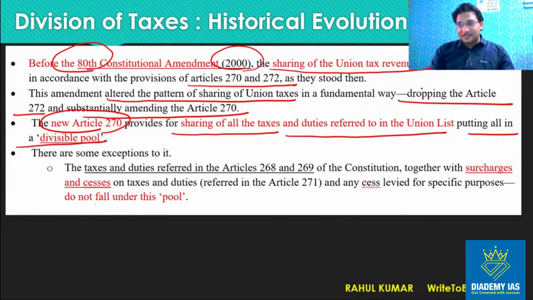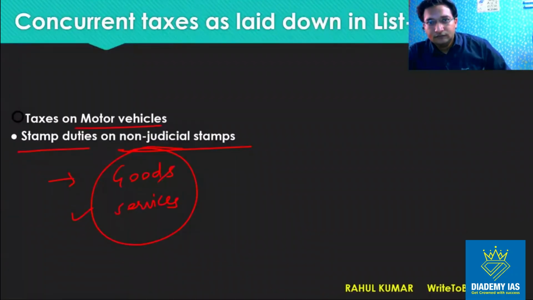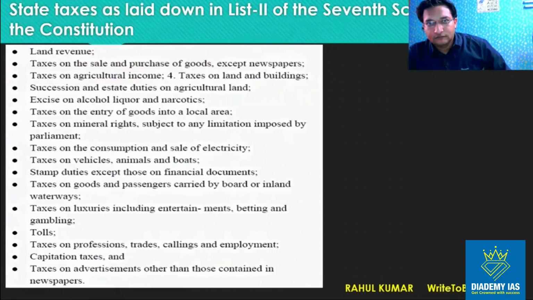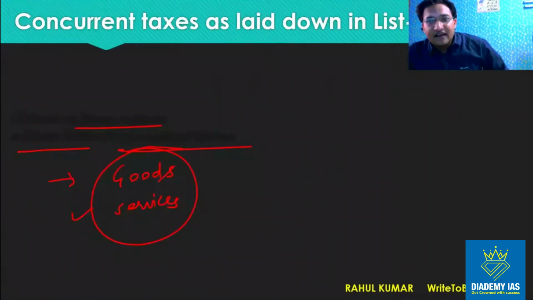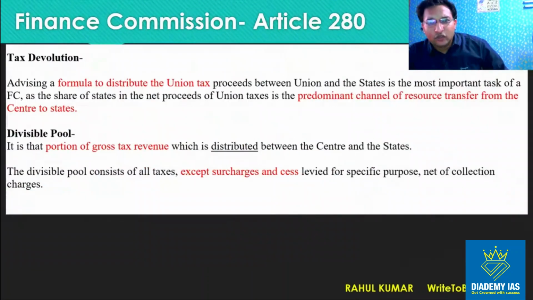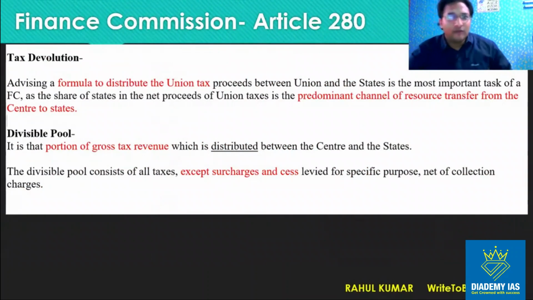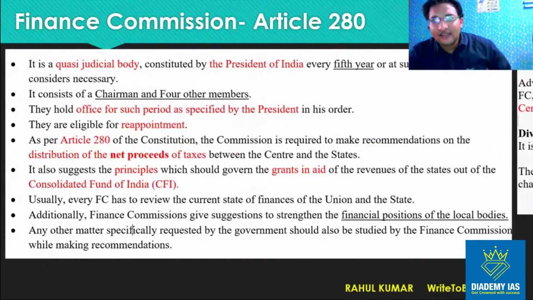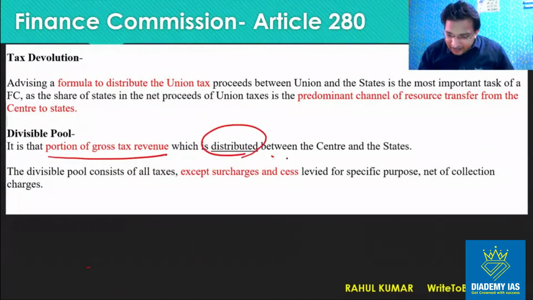So now all those taxes which are in the union list, all the taxes which are in this list, now all of these taxes will be divided. First they will be included in the divisible pool. First we will bring them into the pool, right? What is the meaning of divisible pool? It is the portion of gross tax revenue which is distributed between the center and state.